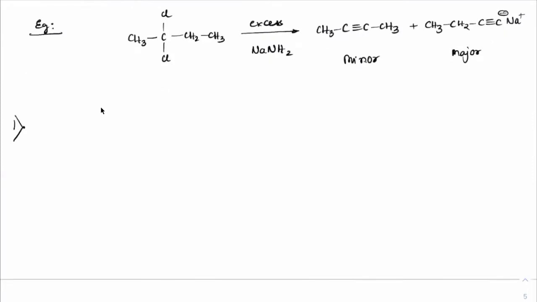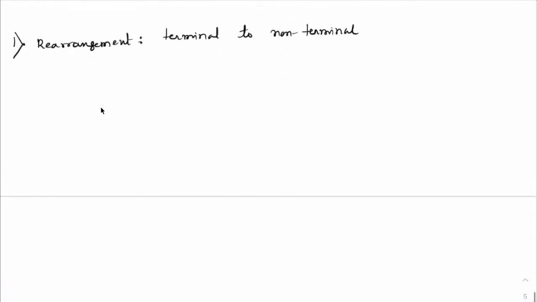In the first part itself, again I'm writing rearrangement, but this time from terminal to non-terminal. Earlier what I did was non-terminal to terminal. This time we are doing terminal to non-terminal. So what is the product formation here? We have CH3, CH2, C triple bond, CH, and react that with alcoholic KOH. So we would get CH3, C triple bond, C, CH3. This is the product formation.